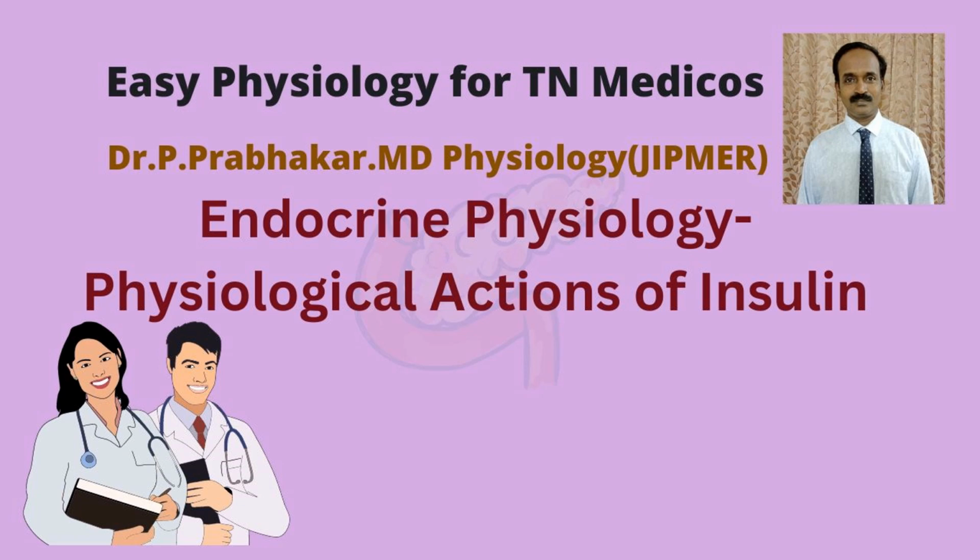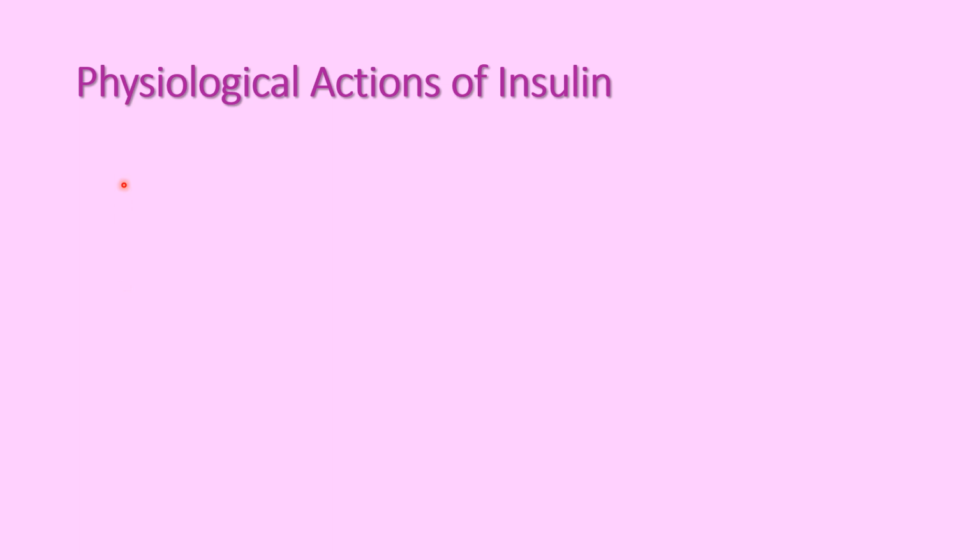This is an important short note from endocrine physiology. Physiological actions of insulin. Insulin mainly acts on carbohydrate metabolism. The main aim of insulin is to reduce the blood glucose level.